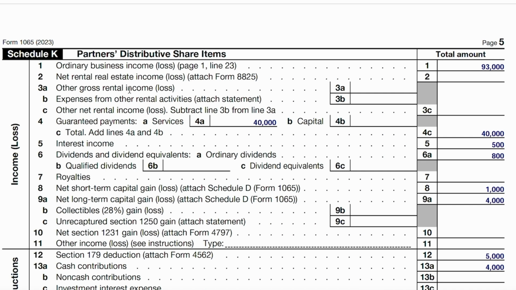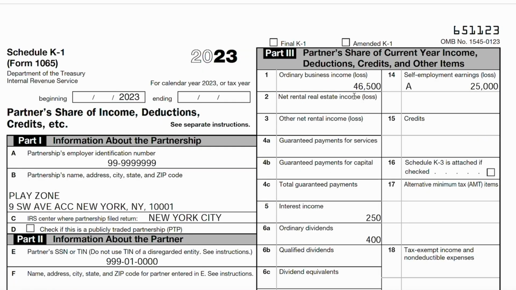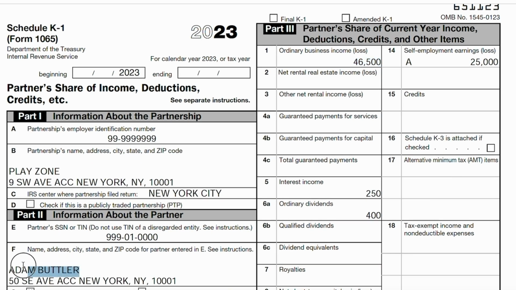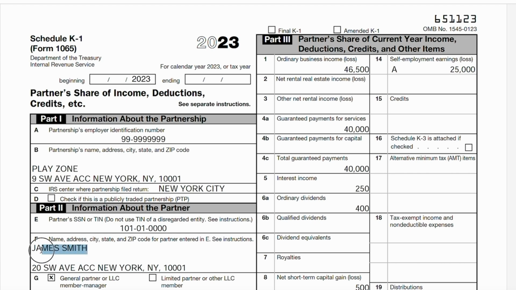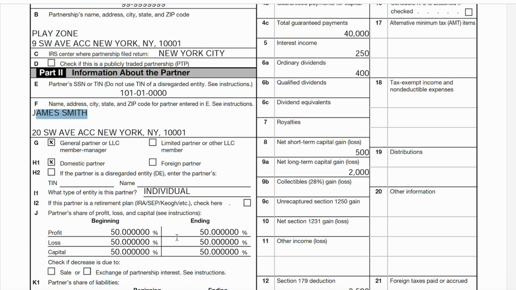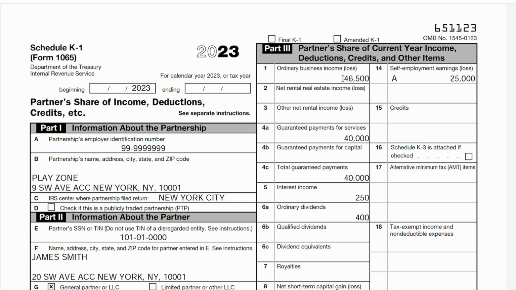Okay, now let me walk you through this schedule K and schedule K1. You can see that ordinary business income is 93,000. You would already know by now that on a schedule K1 it will be half for Adam Butler, and half for the other partner, James Smith, because they are 50% partners. So 50% is their profit sharing ratio. So ordinary business income is 46,500.